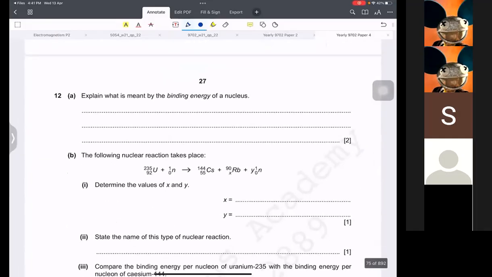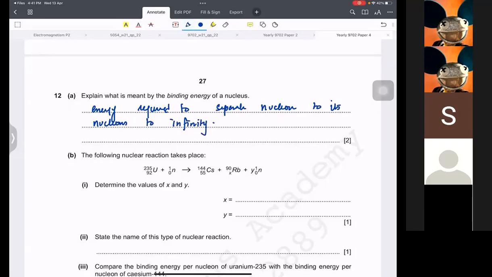What is meant by binding energy of a nucleus? Okay, so binding energy of a nucleus is basically the energy required to separate a nucleus into its nucleons to infinity.